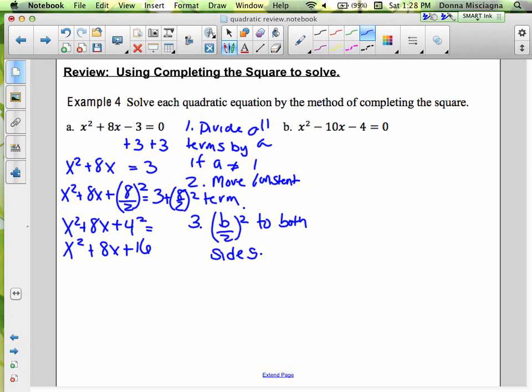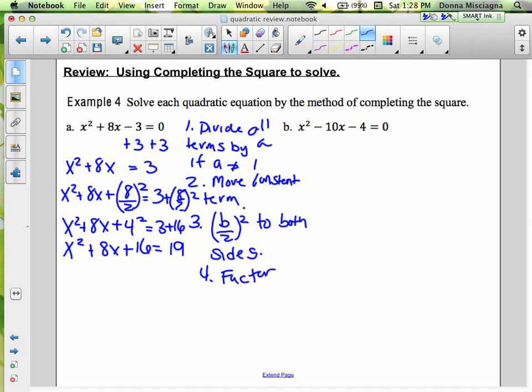So we know this is going to be now 3 plus, and this would again have been 4 squared, which is 16. I'm actually just going to write the 3 plus 16 over here, so I can just add them. So that's equal to 19. Now factoring is our next step.